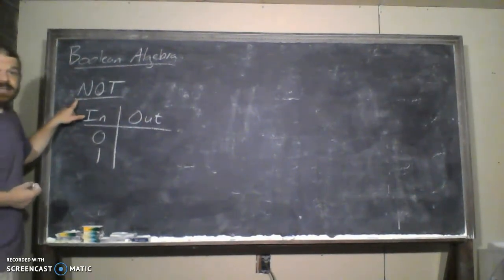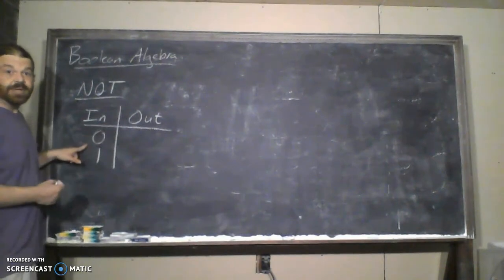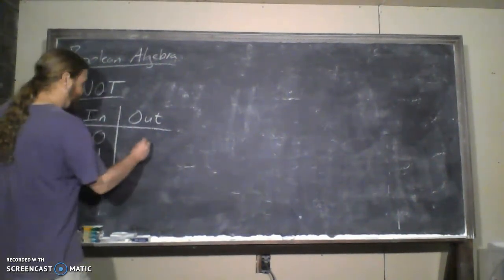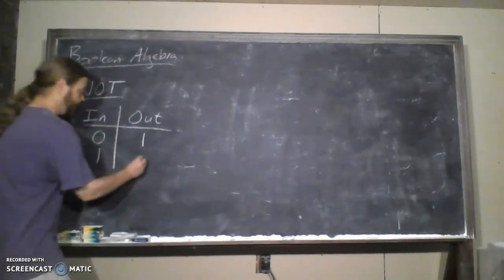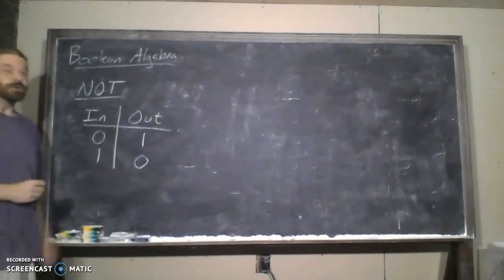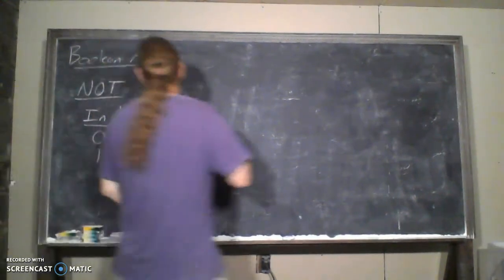But not is the negation of it. So the output is whatever the input is not. So if we input a 0, the output of the not gate will be a 1. And vice versa, if we input a 1, the output is what's not 1, which is a 0. So just little tables to list out all our options.